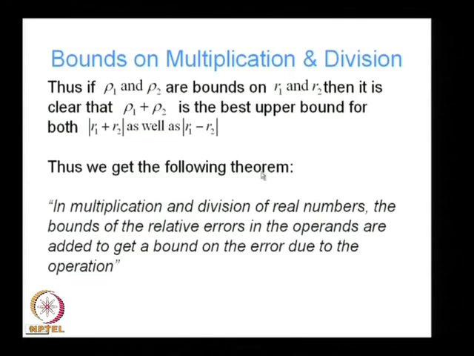From this we get the following theorem, which states that in multiplication and division of real numbers, the bounds of the relative errors in the operations are added to get a bound on the error due to the operation. Basically, it tells me that the bound of the error due to multiplication and division is bounded by the sum of the relative errors in x1 and x2.